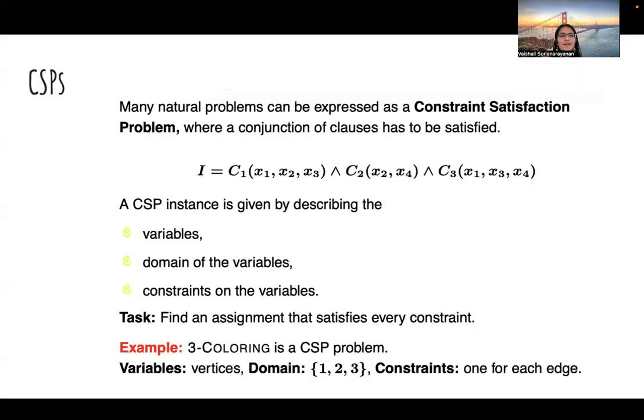Okay. Cool. Before going into our results, I'd like to give an example of how hypergraphs can be used in CSP solving. So many natural problems can be expressed as CSPs, which are constraint satisfaction problems. And what are CSPs? They're just a conjunction of clauses that need to be satisfied. A CSP instance is given by describing some variables, domain of variables, and constraints on the variables. And many problems can be modeled as a CSP. So for example, graph coloring can be modeled as a CSP, right?